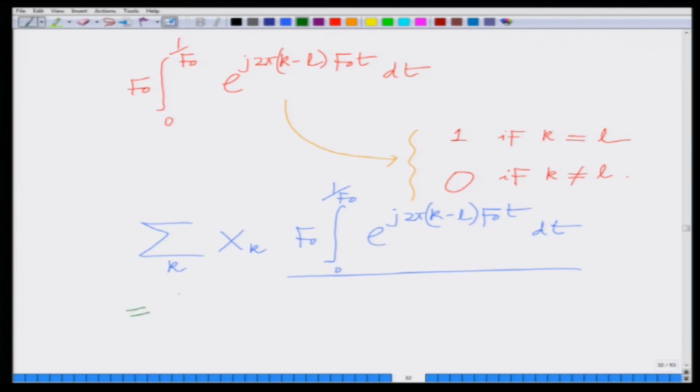So, therefore, I will have this as summation x k delta k minus L, where delta k minus L is equal to 1 if k equals L, and is equal to 0 if k is not equal to L. Therefore, in this summation only the term corresponding to k equal to L will survive, and therefore, I can recover x of L.